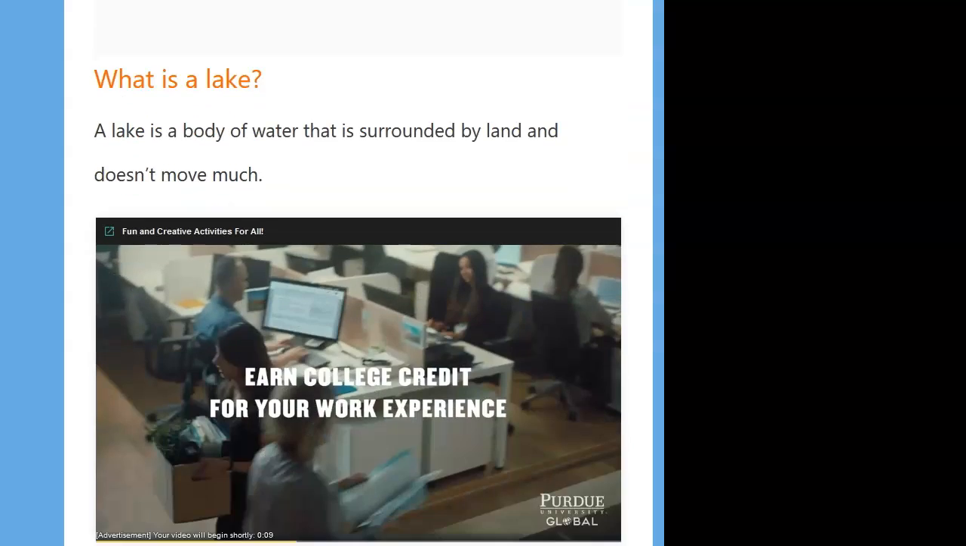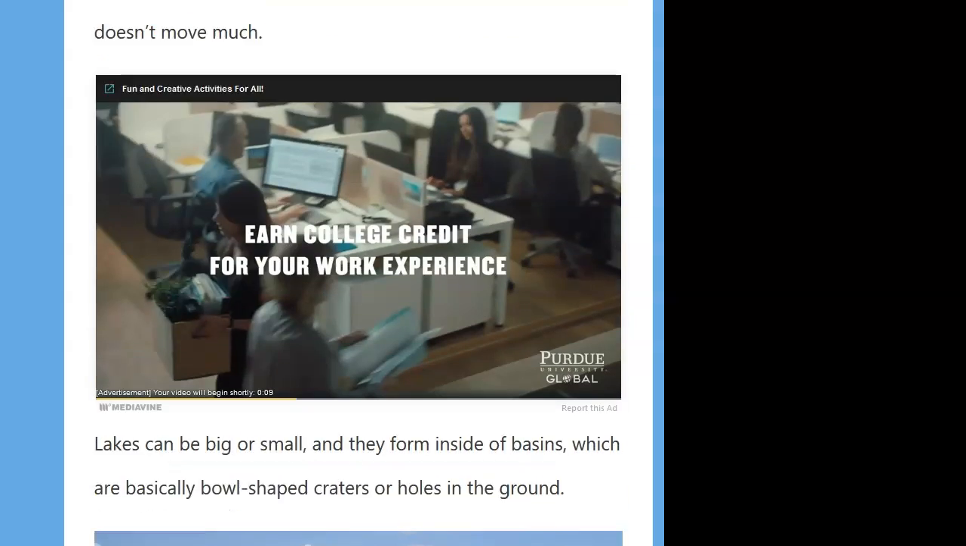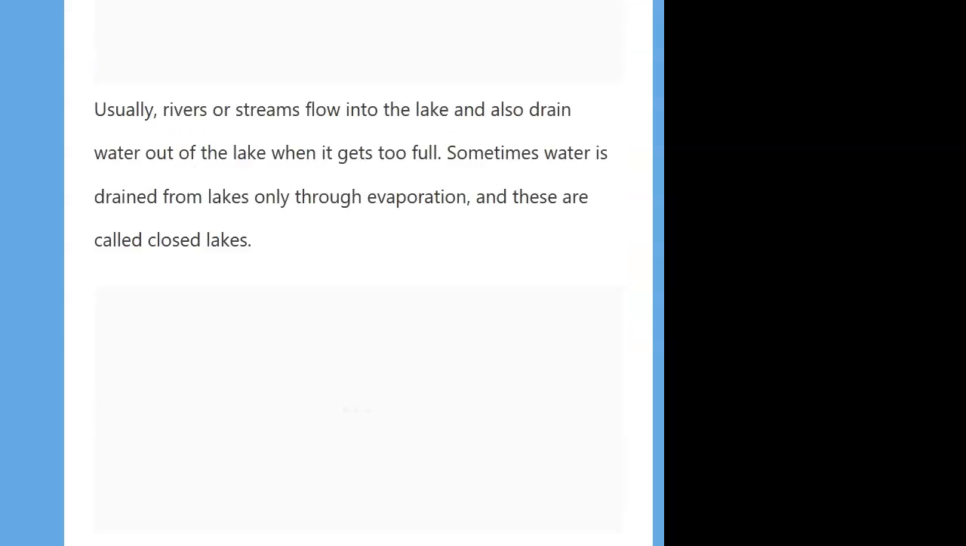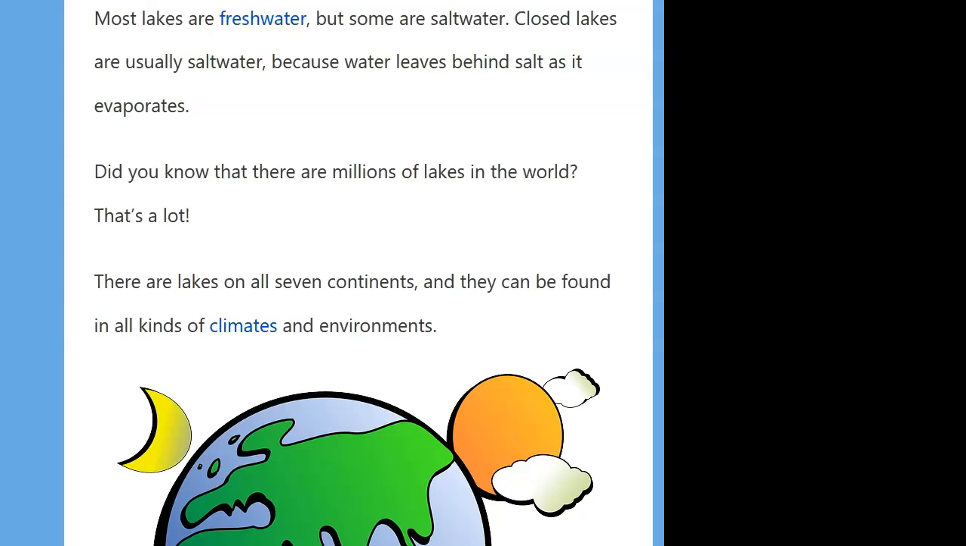What is a lake? A lake is a body of water that is surrounded by land and doesn't move much. Lakes can be big or small, and they form inside of basins, which are basically bowl-shaped craters or holes in the ground. Usually, rivers or streams flow into the lake and also drain water out of the lake when it gets too full. Sometimes water is drained from lakes only through evaporation, and these are called closed lakes.